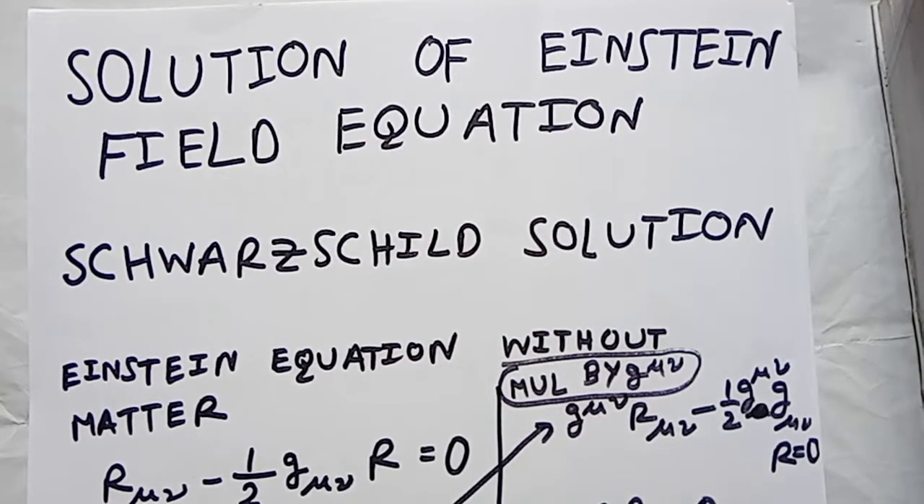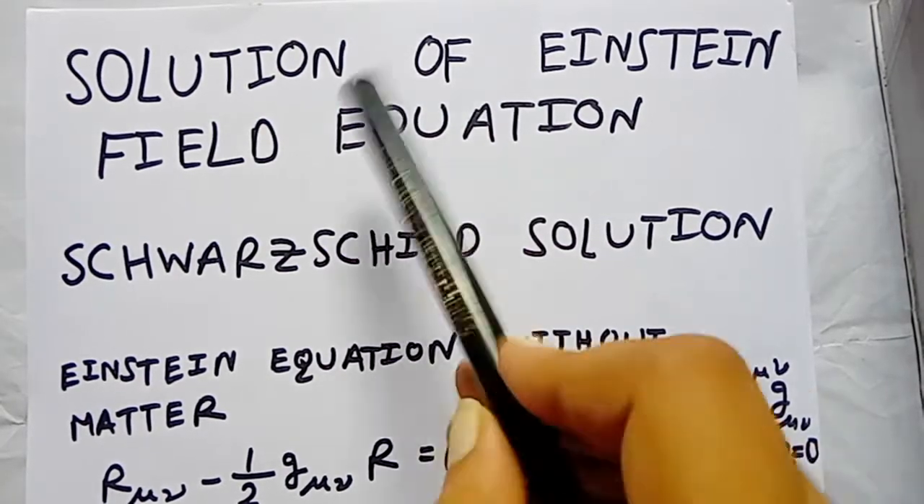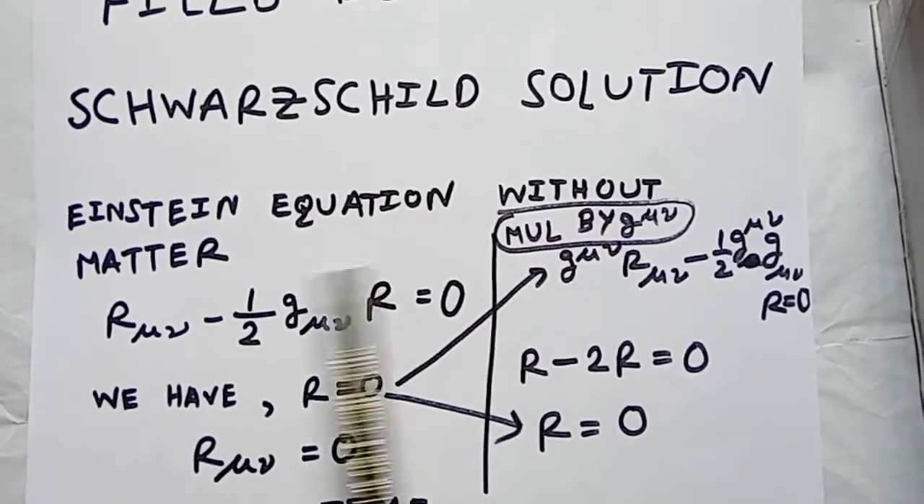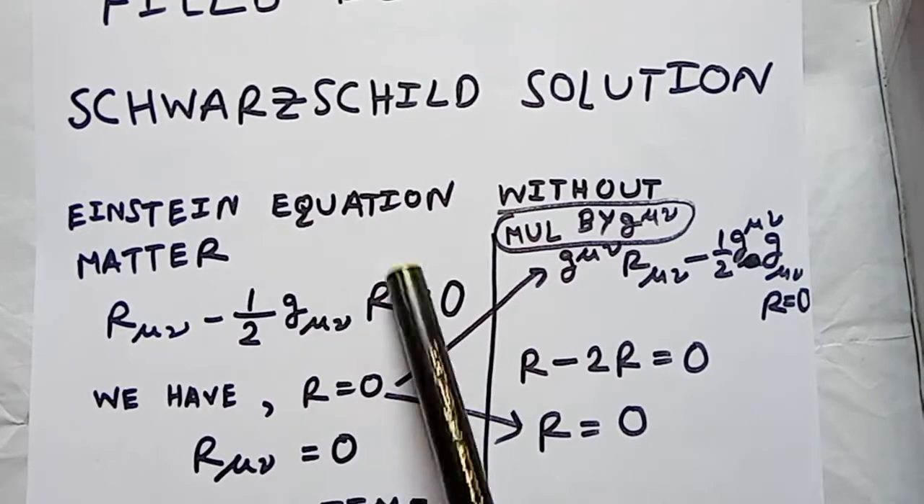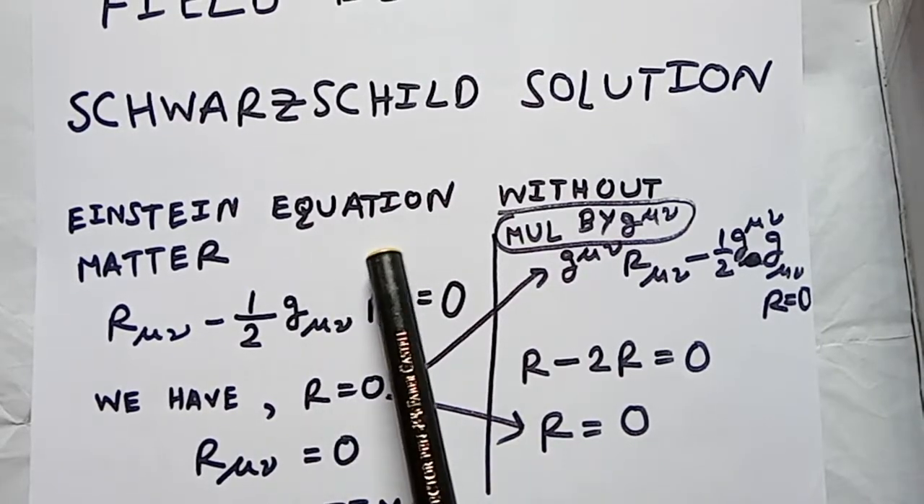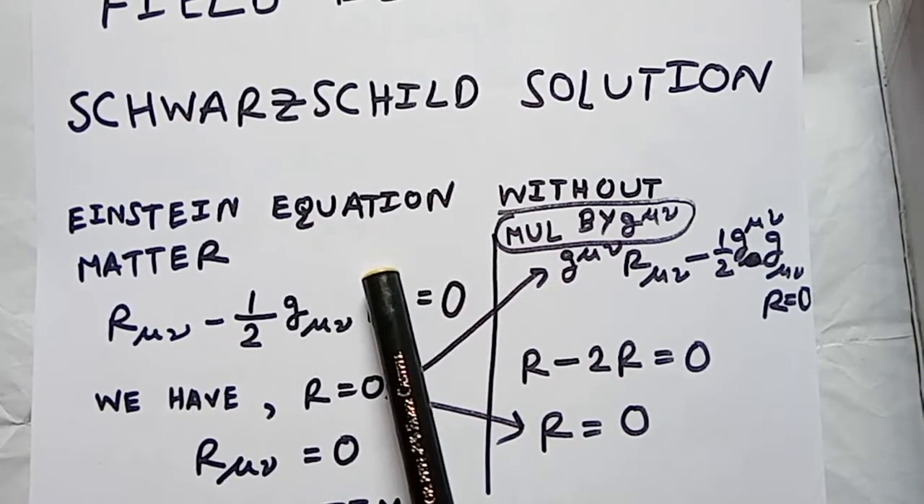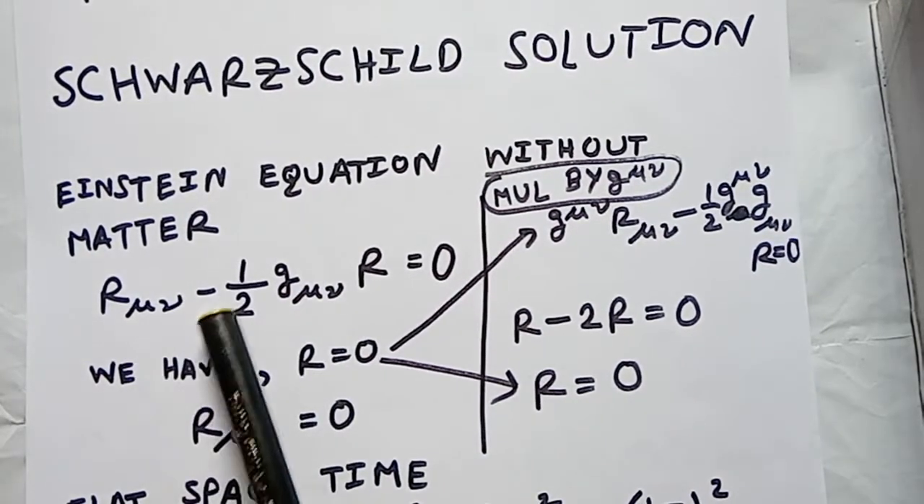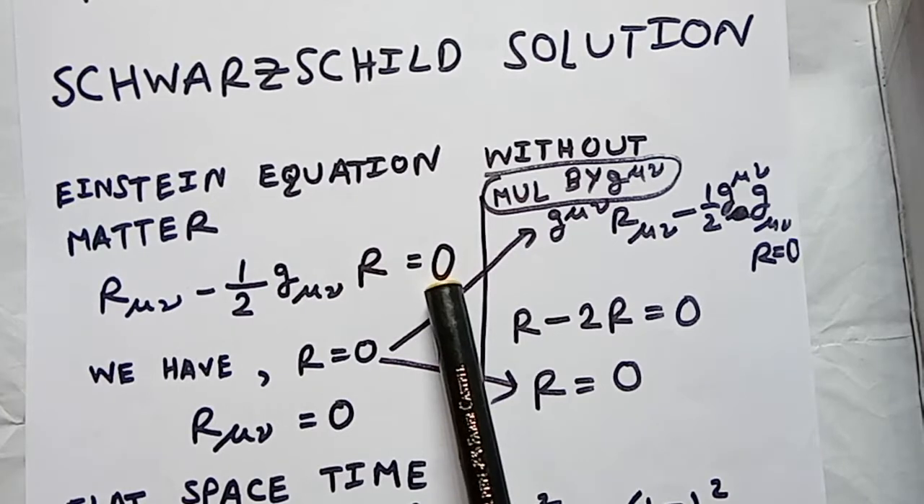Today we derive the solution of the Einstein field equation, the Schwarzschild solution, the simplest solution of the Einstein field equation. Now the Einstein equation: we assume pure gravity without matter. Gravity is pure. Now the equation is R_mu nu minus (1/2) g_mu nu R equal to 0.